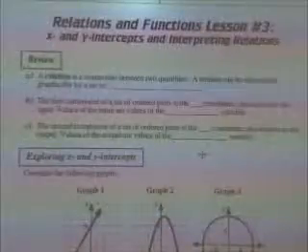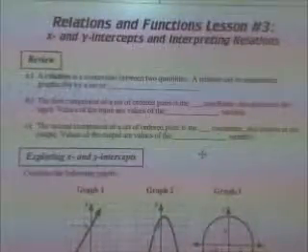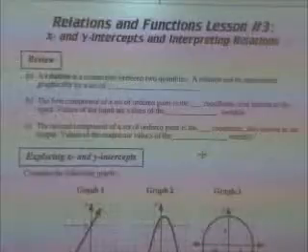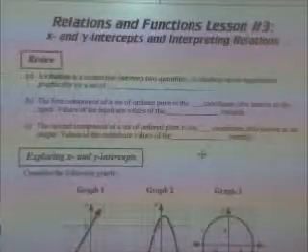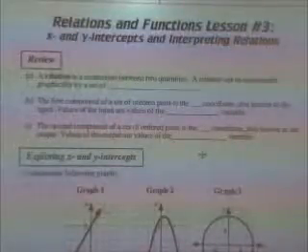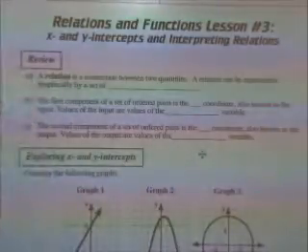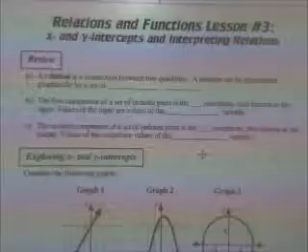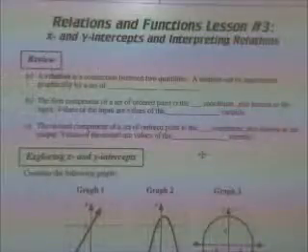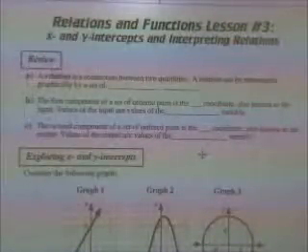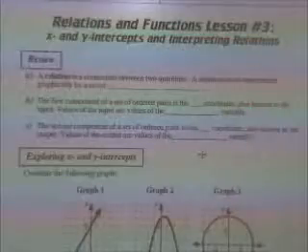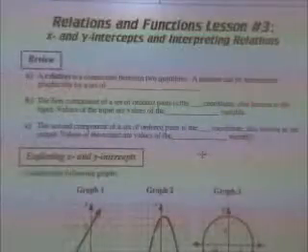Lesson number 3, X and Y intercepts and interpreting relations. So just a quick review of things that we looked at yesterday. A relation is a connection between two quantities. And a relation can be represented graphically using what? A set of ordered pairs.